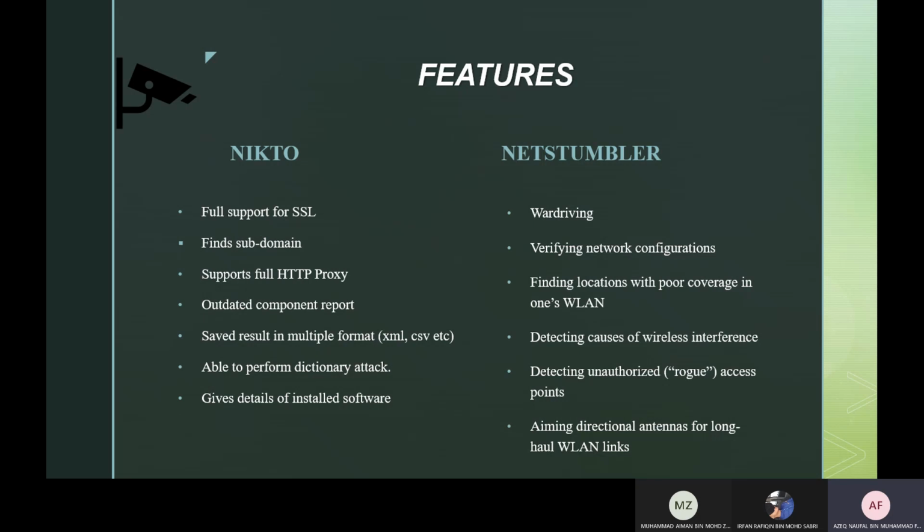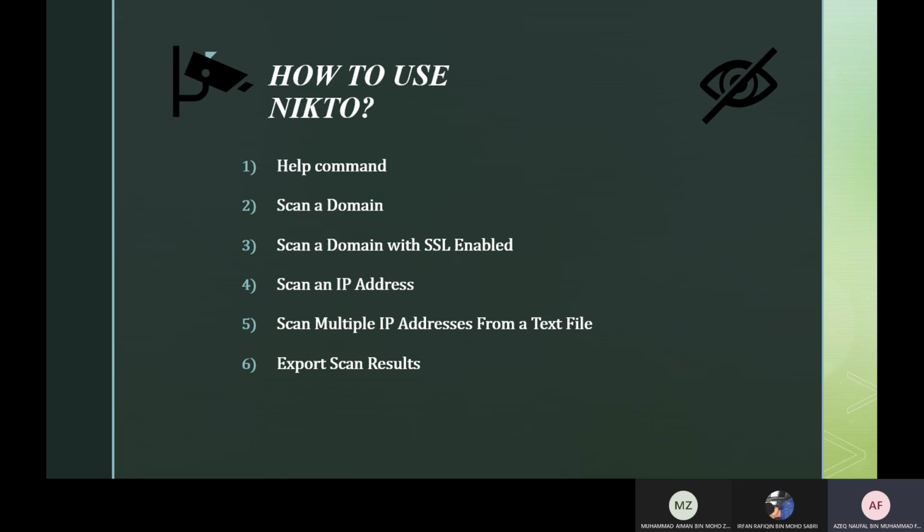For NetStumbler features: wardriving, verifying network configuration, finding locations with poor coverage in one WLAN, detecting causes of wireless interference, detecting unauthorized, which is rogue, access points. Lastly, aiming directional antennas for long-haul WLAN links. Move to the demo. I pass to Irfan Rafiqi.